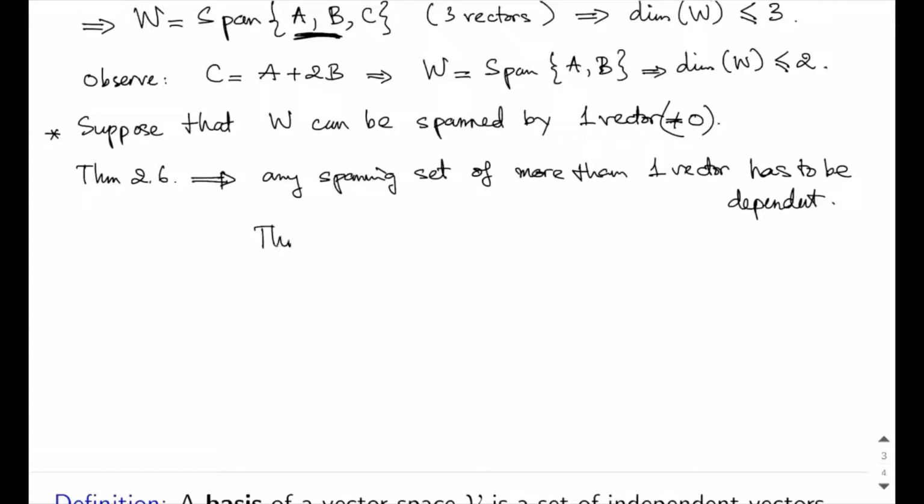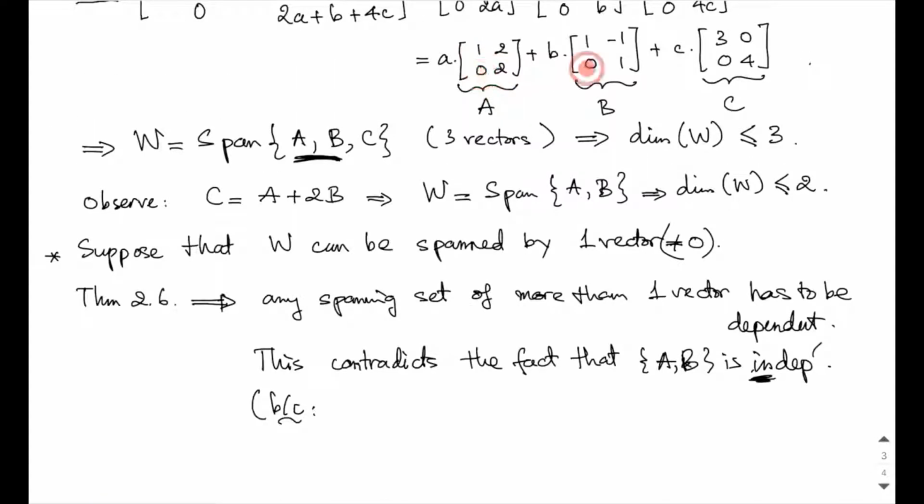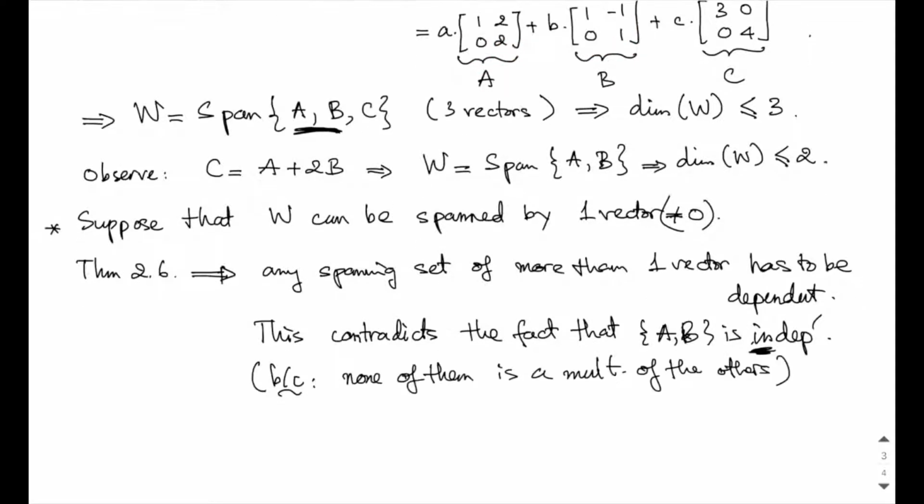But this contradicts with the fact that A and B is linearly independent. This is independent because if you look at the entries of A and the entries of B, none of them is a multiple of the others, right? I need to emphasize this reasoning is only valid for the set of two vectors.